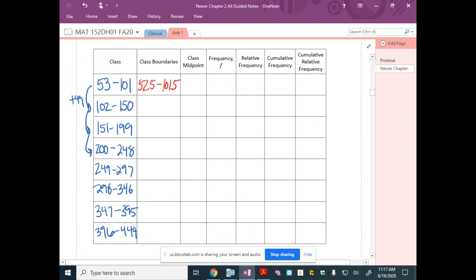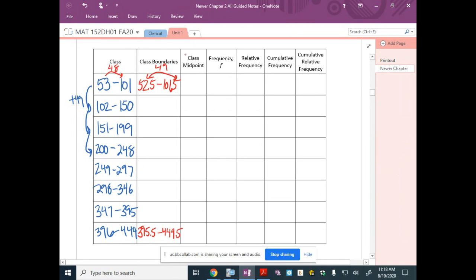Now, I'm not going to make you write out all these class boundaries, but basically, 395.5 to 444.5. The distance between boundaries is how much? How far apart are these two? 49. How far apart are these two? Are they 49 apart? No, these are 48 apart. Remember, class width is from one class to the next. That's where it comes from.